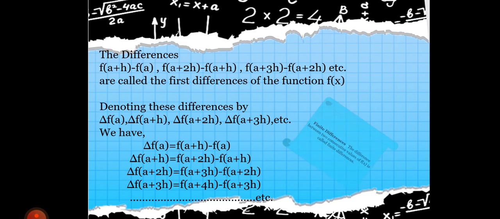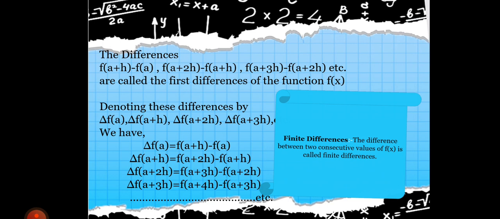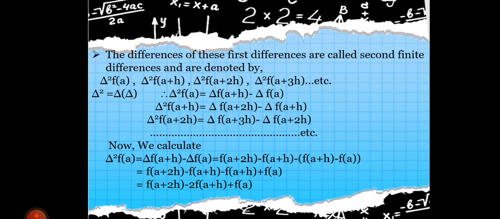The theoretical definition of finite differences is: the difference between two consecutive values of f of x is called finite differences. The differences of these finite differences are called second finite differences and are denoted by delta square f of a, delta square f of a plus h, delta square f of a plus 2h, delta square f of a plus 3h, and etc. Here delta square is nothing but a repetition of delta.